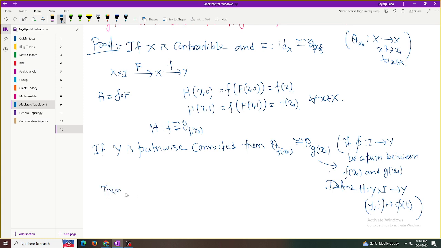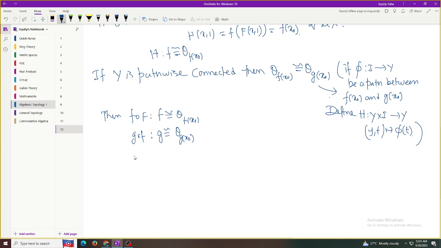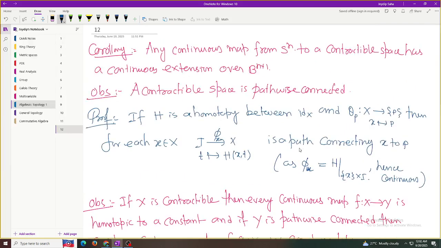Then f is homotopic to theta f(x0), g is homotopic to theta g(x0), and h gives a homotopy from theta f(x0) to theta g(x0). This implies f is homotopic to g, because it is an equivalence relation. Next day we will go through some examples and some more properties. Okay, this is just a theory part for today.